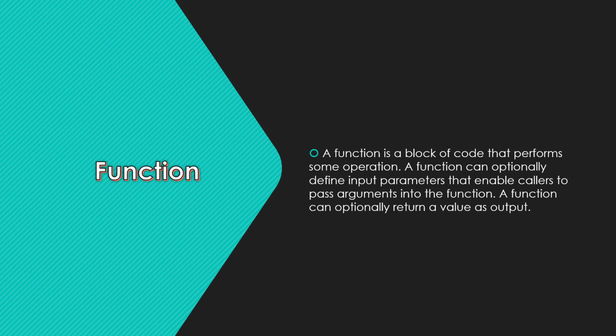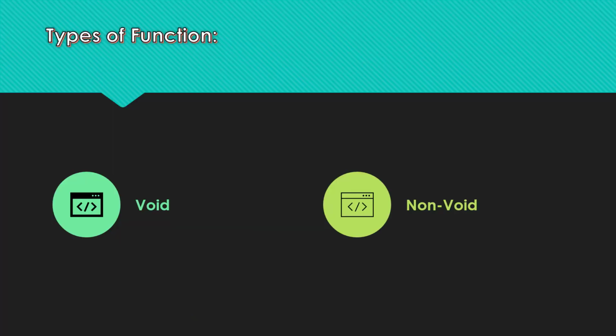So how many types of functions do we have? We have two types of function, void and non-void. For void we don't have a return type, and for non-void we have a return type, right? We will get a clearer explanation later when we implement the code.